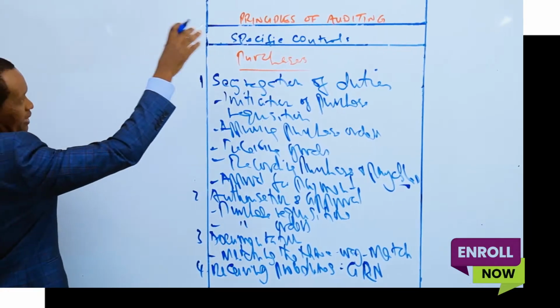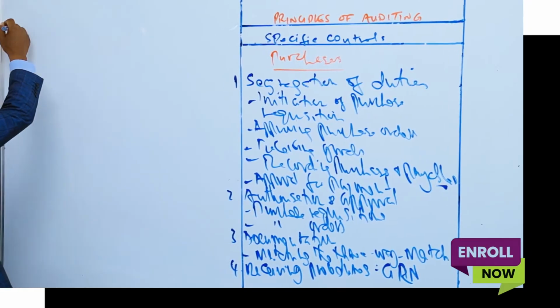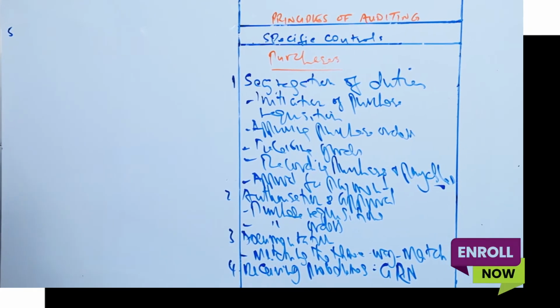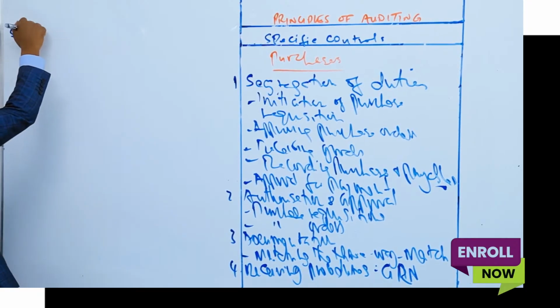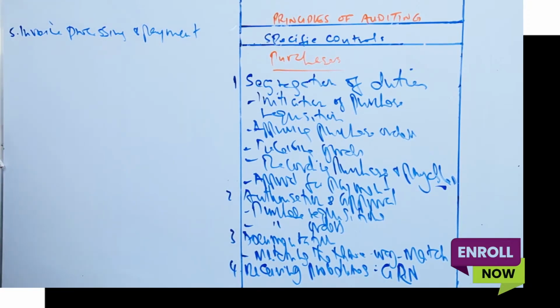Let's move on to the fifth control, which is invoice processing and payment. Before payment is made, there ought to be verification of invoice accuracy against purchase orders and the goods received note. There should also be checks for mathematical accuracy on invoices, and also timely recording of liabilities. Then there is the aspect of authorization of payments only after proper matching and verification is done.